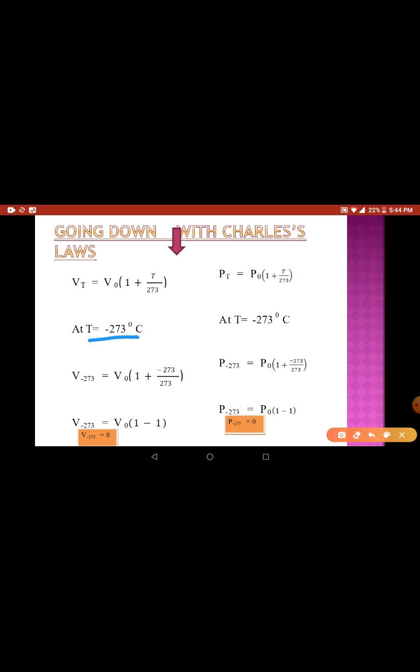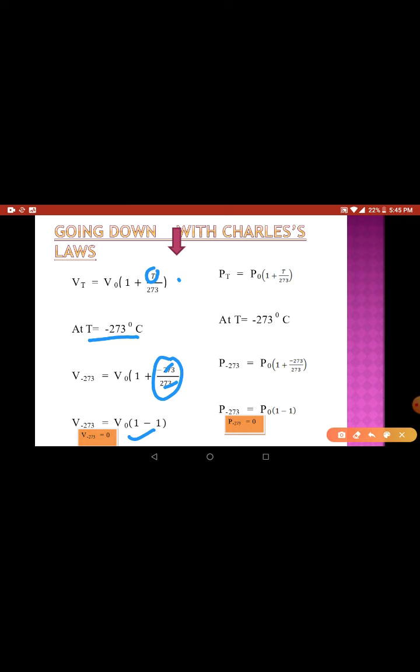Here you need to remember one thing: we are decreasing the temperatures. In the previous slide we saw increasing temperatures, but here we are decreasing them. When you decrease the temperature, the volume also decreases. That is why there is a minus sign, minus 273 by 273. So you simply substitute T as minus 273, the 273s cancel, minus 1 remains, V naught into 1 minus 1, which becomes 0. So the volume of the gas becomes 0.